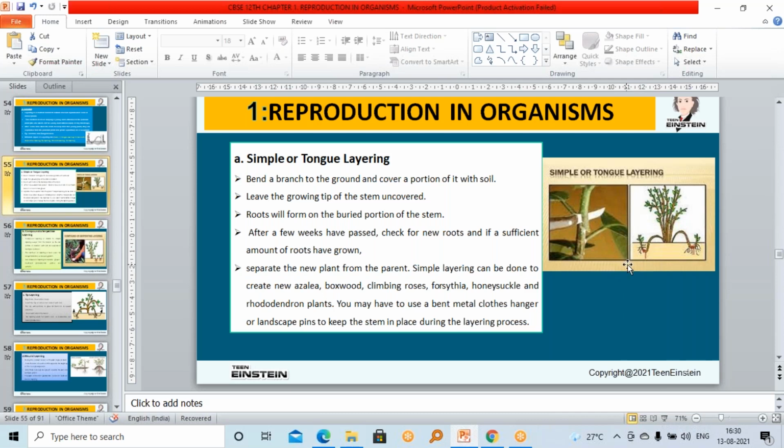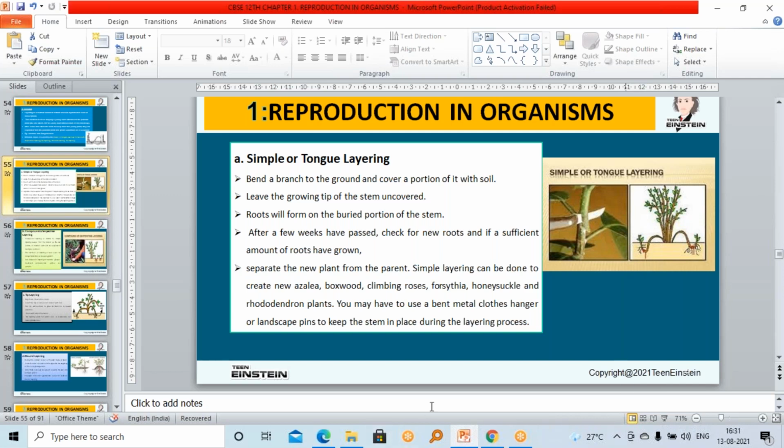And next, we are going to cover it with soil. Again, the same procedure, we cover it with soil. While covering, we need to leave the growing tip of the young stem above the soil. We should not cover the tip of that stem. We need to leave the tip of the stem above the soil.